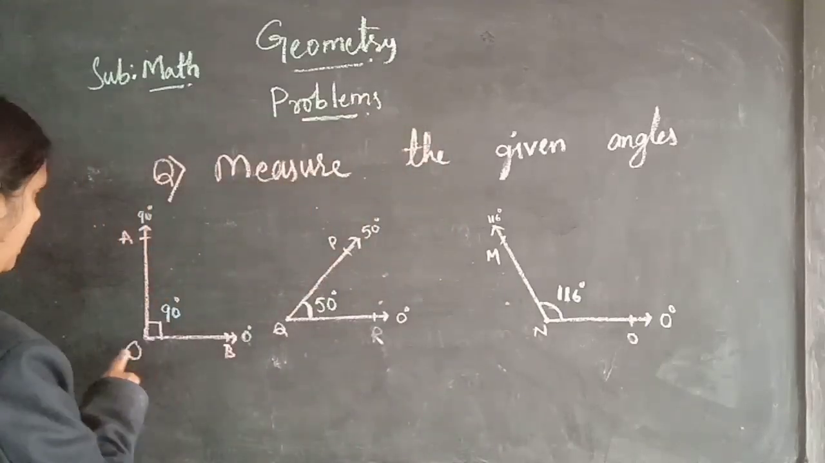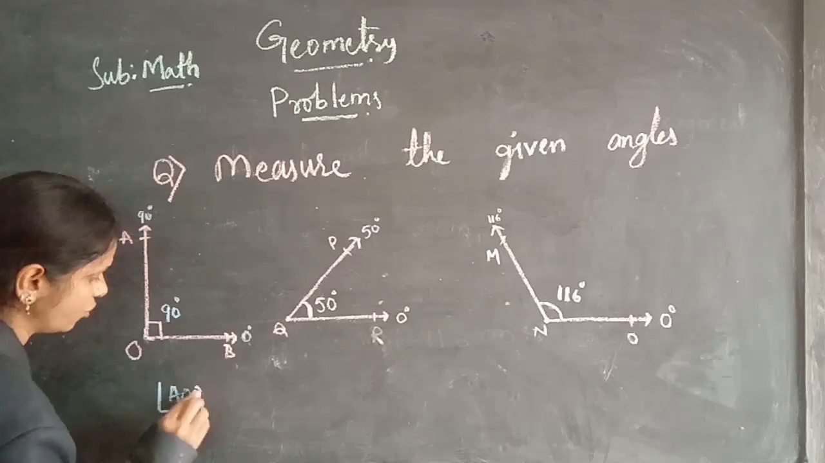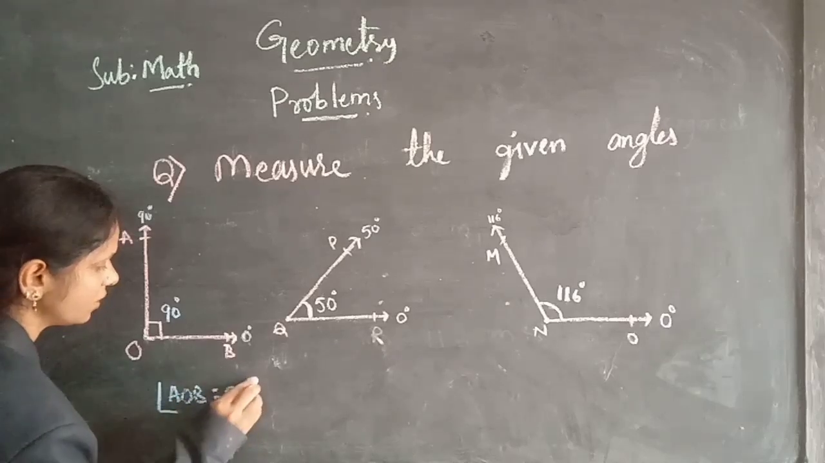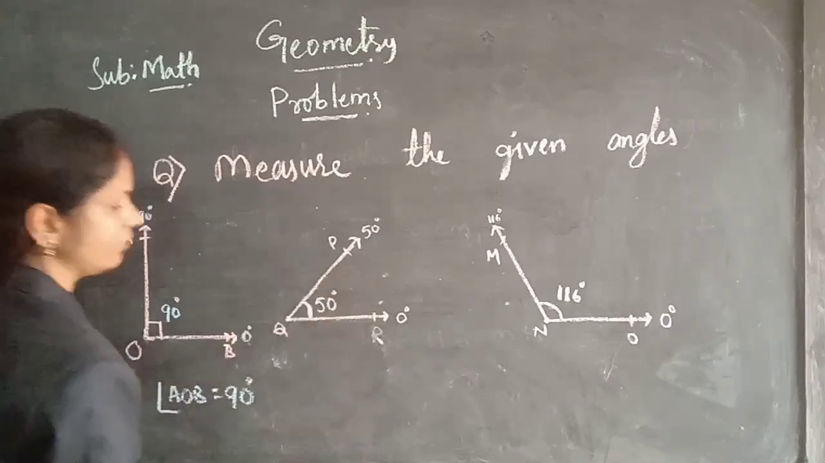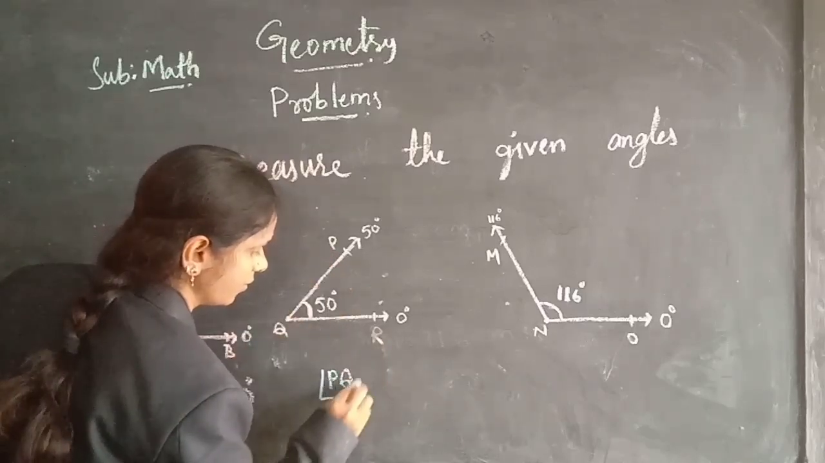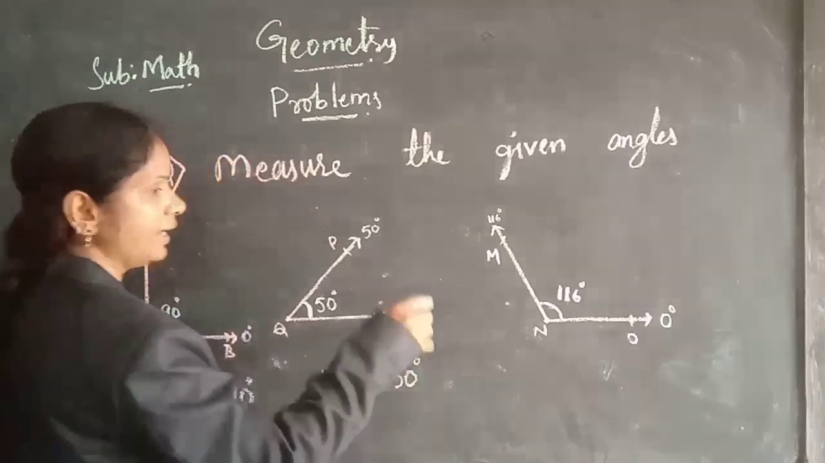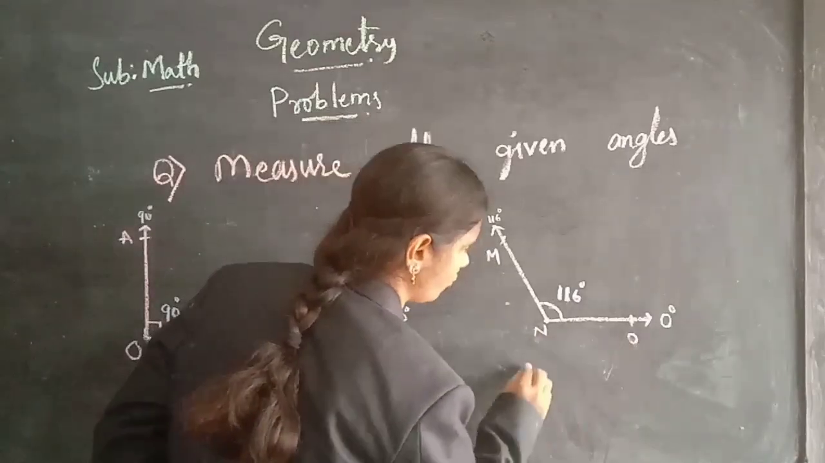Here once again, angle AOB. Angle AOB is 90 degrees, we got. And the second one, angle PQR, we got 50 degrees. And next, angle MNO.